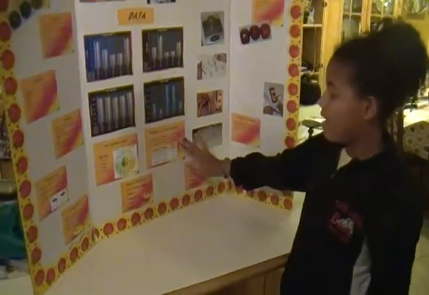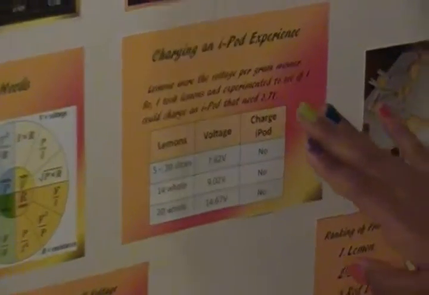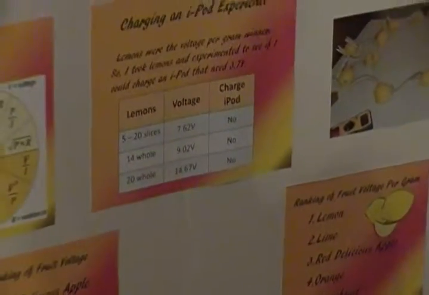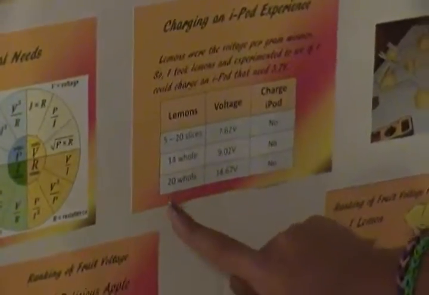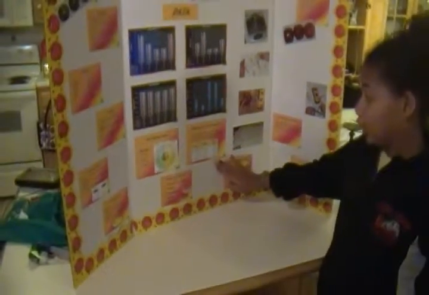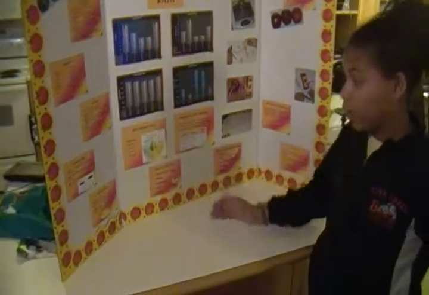This is my charging an iPod experiment. It says that the lemons were the voltage per gram winners, as you can see here. So I used those to charge the iPod, and then this is just a little graph on how many lemons or slices I used, my voltage, and if it was able to charge an iPod. In this case, they were all no.